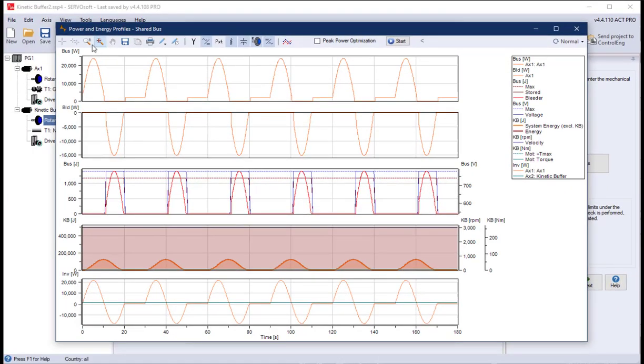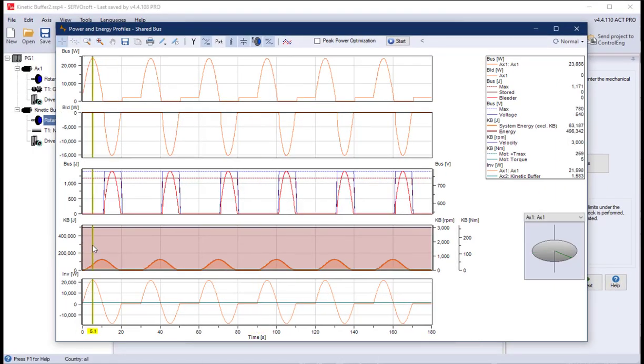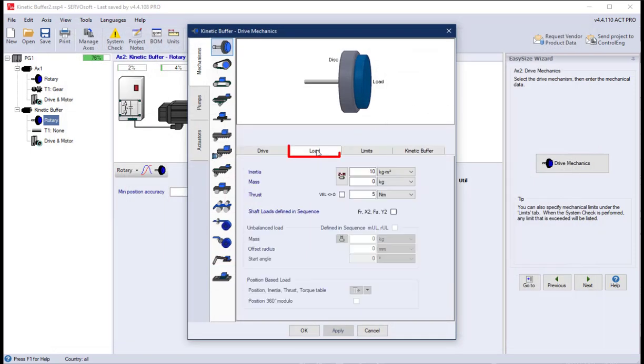The first plot to focus on is the system energy profile, which does not include the kinetic buffer energy. The kinetic buffer constant velocity energy is 496 kilojoules, which includes the motor inertia, which is why it is a little more than the value in the kinetic buffer form. So, we can reduce the kinetic buffer speed and/or inertia to something closer to the application requirements. Let's reduce the inertia to 5 kg/m² and see how that looks.